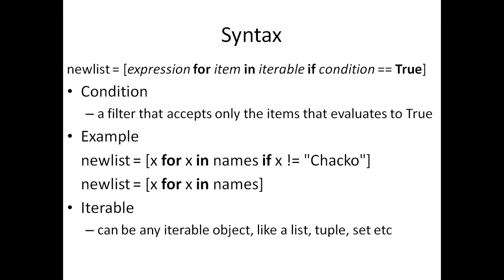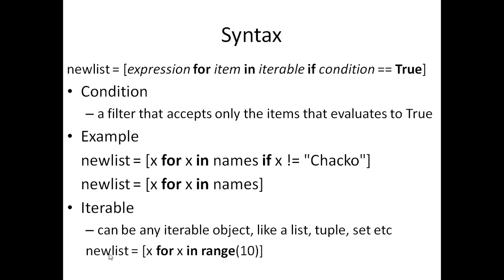Then iterable, it can be any iterable object like a list, tuple and set. We will study them later. So this can be any list. This iterable item can be anything, any object which is a list. It can be a list, it can be a tuple, or it can be a set. Tuple and set we will study later.